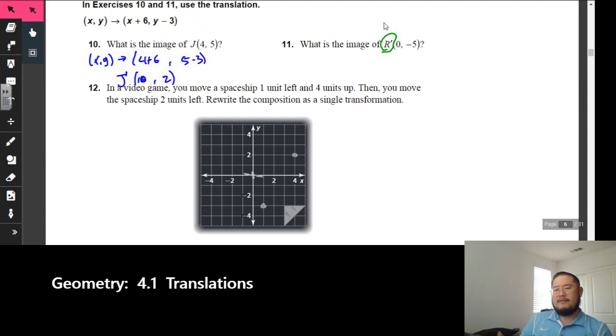In number 10, if you look, there's no apostrophe next to that J, so we just need to plug things in to find what J prime is. But this time, we figured out what R prime is. It's 0, negative 5. And what we need to do to solve the problem is go in reverse, or in the opposite direction, to help us figure out what the pre-image happens to be.